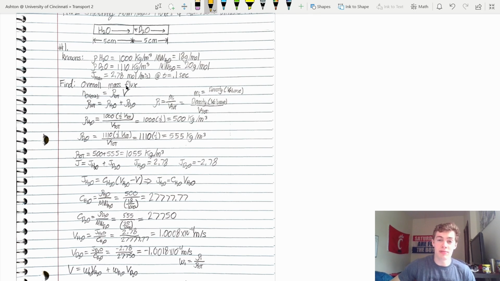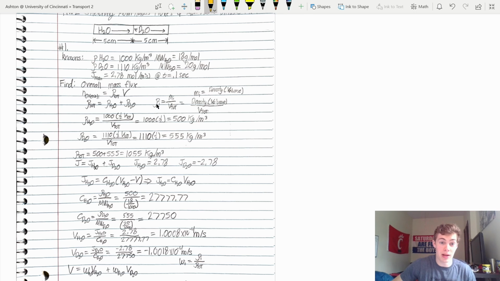Alright, so number 1 asks us to find the overall mass flux, and we know that the overall mass flux, which we represent by little n, is equal to the total mass concentration multiplied by our total velocity. And then you might be thinking, wow, we don't know any of those things. Well, we're going to solve for them both, so hang tight. So first, let's solve for our total mass concentration, which we know is equivalent to our mass concentration of H2O plus our mass concentration of D2O.